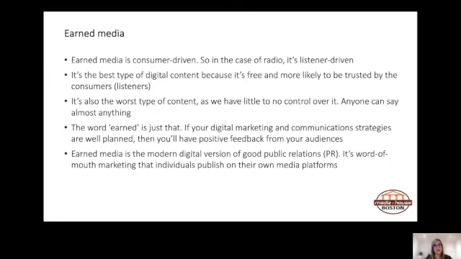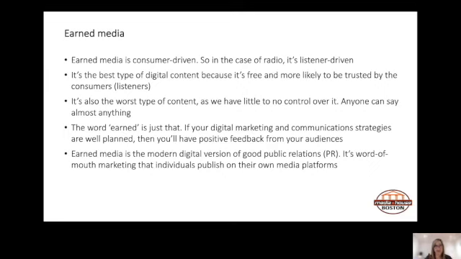It's the best type of digital content because it's free and more likely to be trusted by the listeners, okay, so by the consumers. However, it's also the worst type of content because we have little to no control over it, okay, because we don't own it. In the very democratized space that the web and the world of digital is in, anyone can pretty much say anything and you can't control it. So in essence, what this means is they can say anything about your radio station, your competition, the music, the topics you cover, and the contents and the comments your station makes on air.